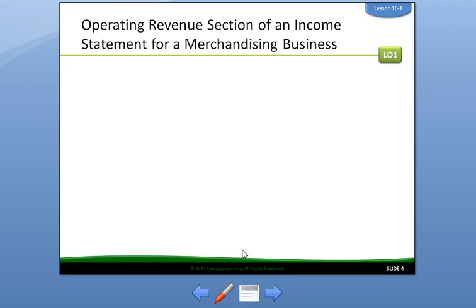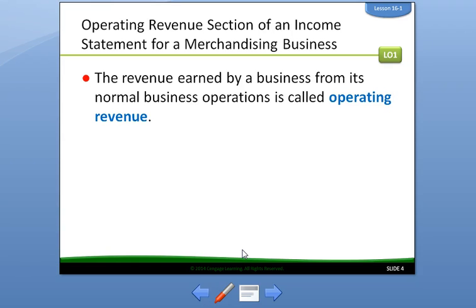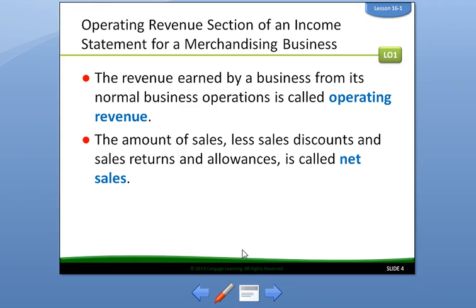So the revenue earned by a business from its normal business operations is called operating revenue. The operating revenue section of the income statement lists the sales account and its contra accounts, sales discount and sales returns and allowances. The amount of sales less the sales discounts and sales returns and allowances is called net sales.